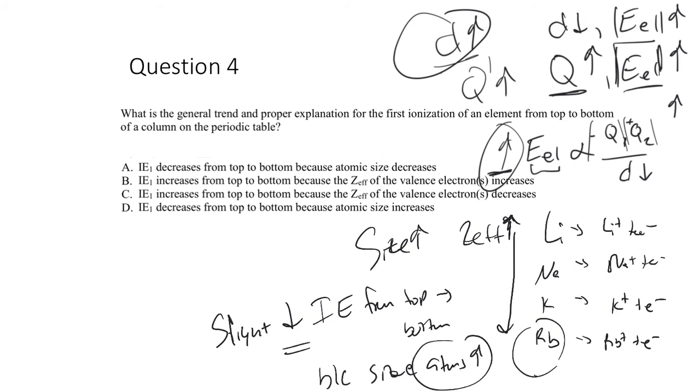The size of the atoms is increasing with that same trend. And so despite the fact that the effective charge goes up a little bit, the size trend tends to win out. If you inspect the chart, we'll do this in class, you can inspect all the groups in the periodic table and see there's a few cases where the charge trend wins out and the ionization energy increases from top to bottom. But the general trend is that it decreases from top to bottom with a slight decrease. So IE1 decreases from top to bottom because the atomic size is increasing.